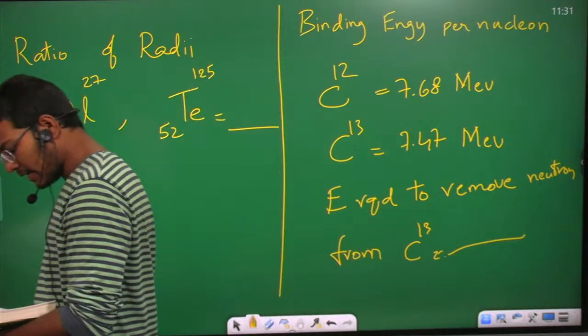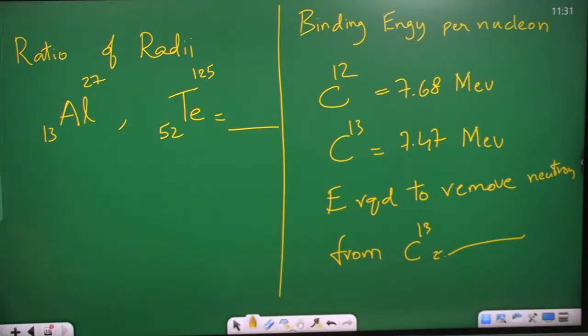The binding energy per nucleon of carbon 12 is 7.68 million electron volts, and for carbon 13 is 7.47 million electron volts. What is the binding energy required to remove a neutron from carbon 13?